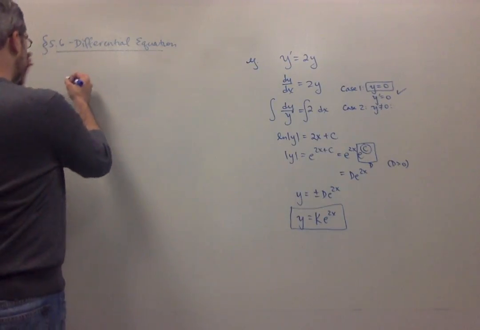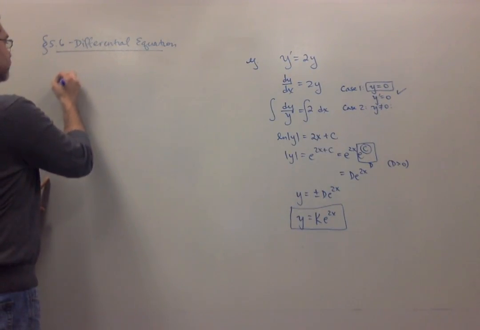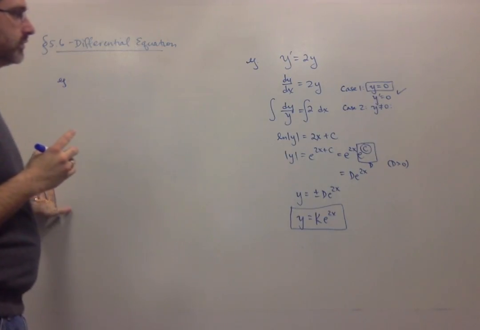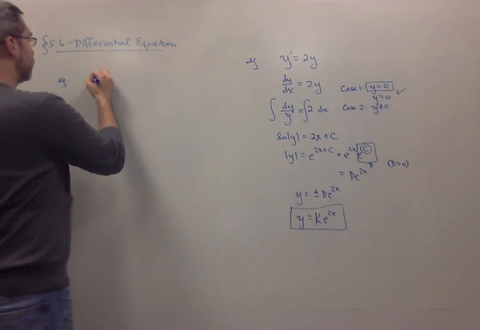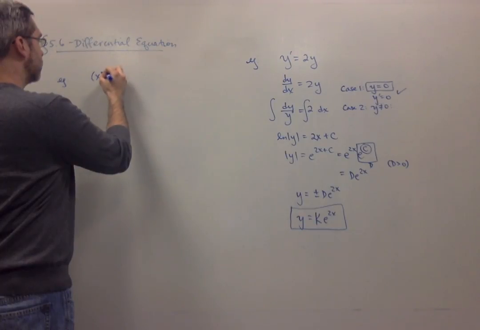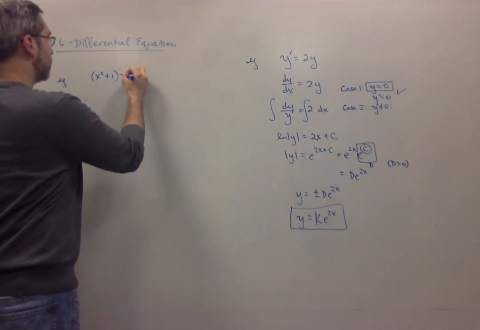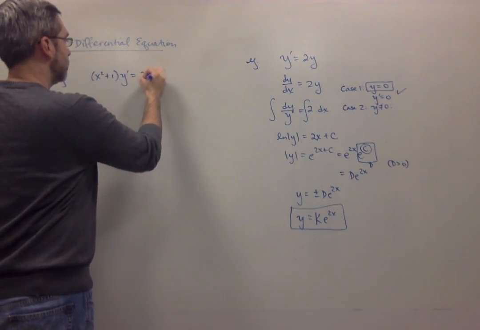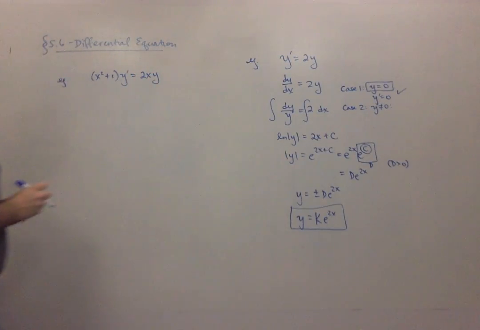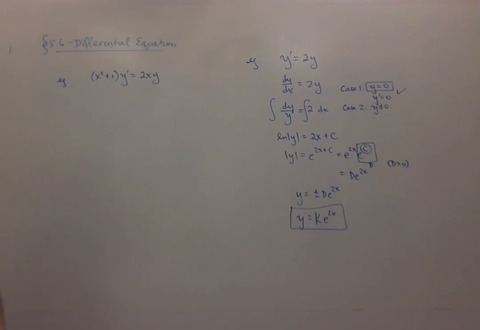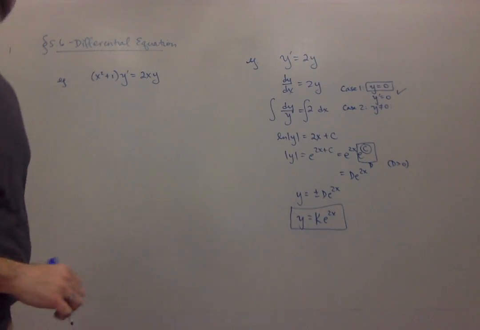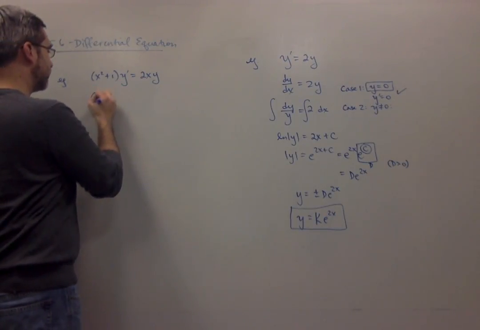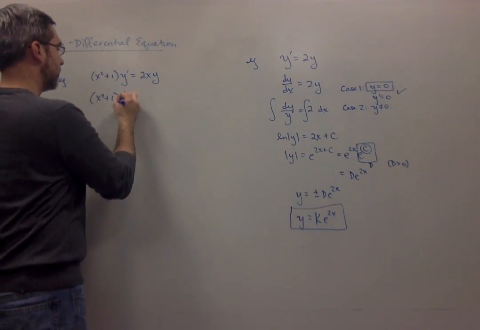Let's look at, for example, x squared plus 1 times y prime equals 2xy. So there's my first order differential equation there. Okay, is it separable? Well, let's write the y prime in Leibniz notation, dy over dx.